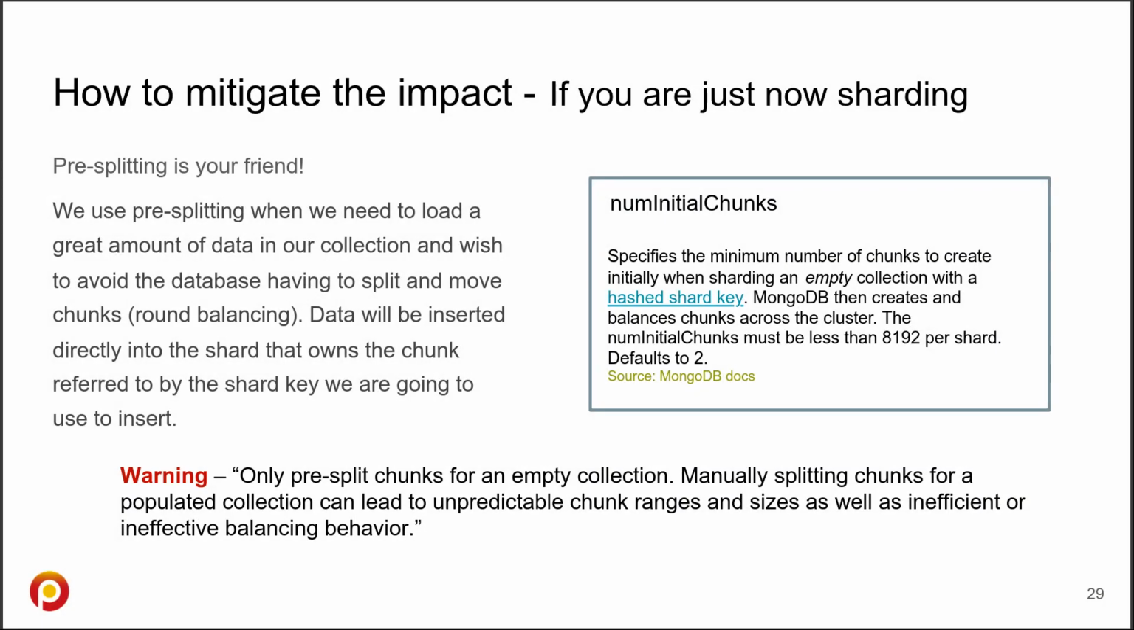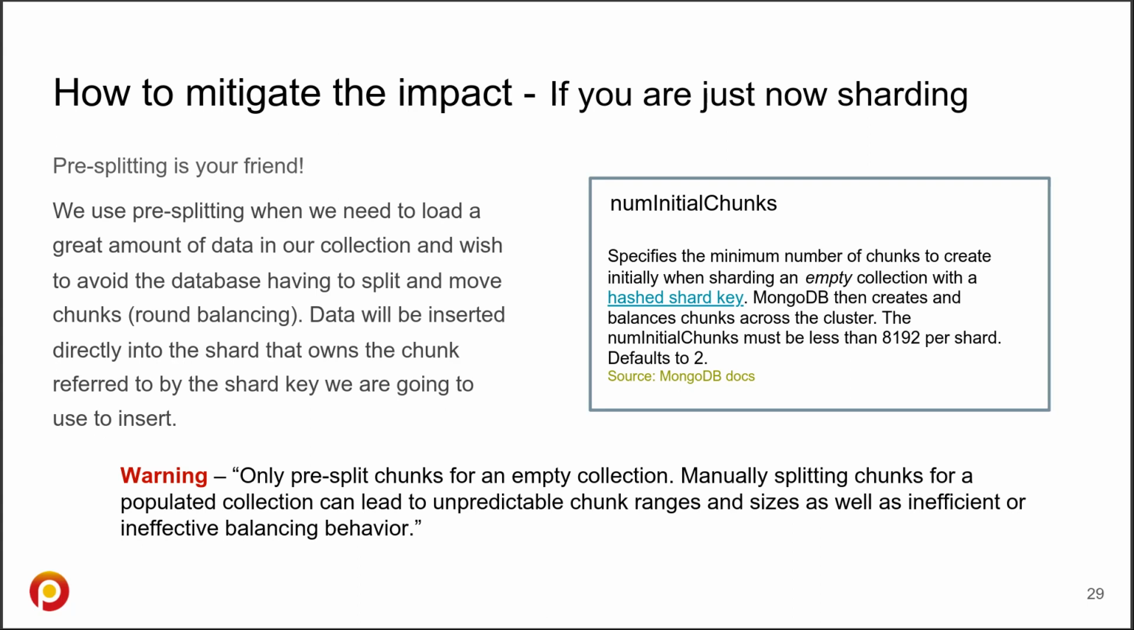And how do we mitigate the impact? There are two situations, of course. One of them is when you are creating the collection on a sharded environment. So it means the data is not there, you're going to populate. And with that, you can use the pre-splitting feature.